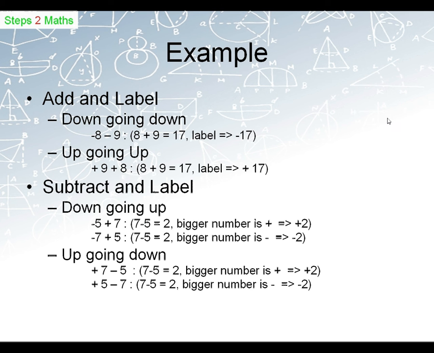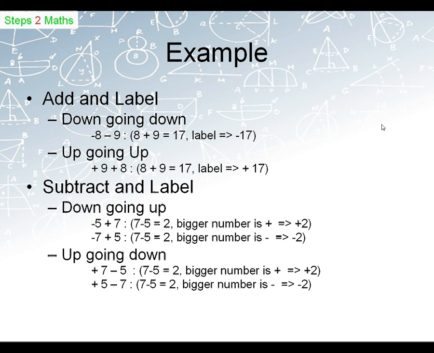If you're going in different directions, you subtract the numbers and label with the bigger number. -5 plus 7, subtract the numbers, you get 2. The bigger number is positive, so you're up 2. If you're -7 plus 5, the bigger number is negative, so you're down 2.